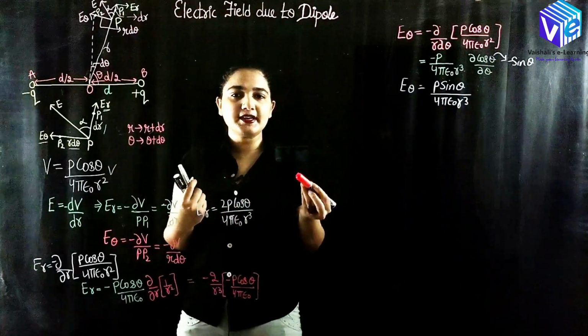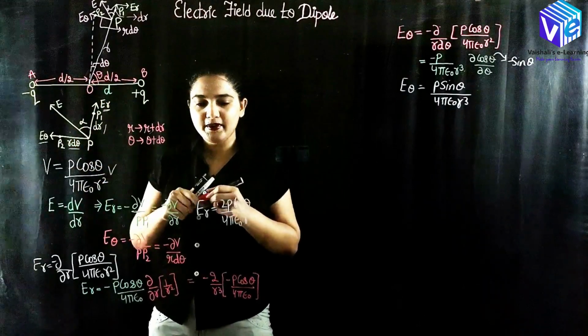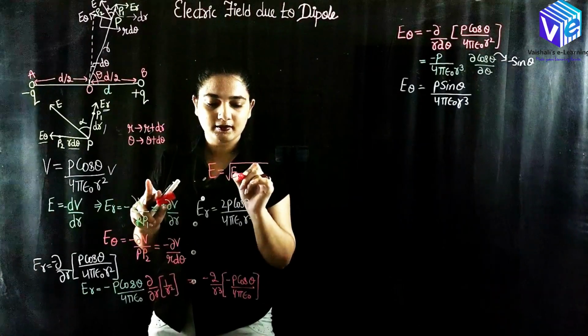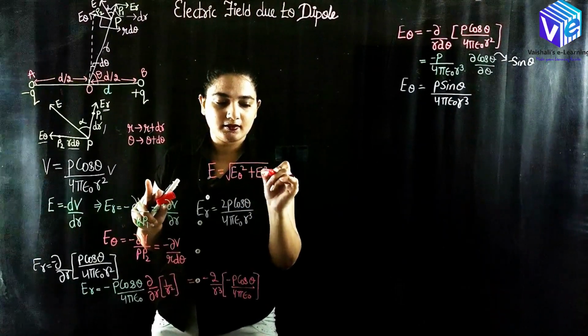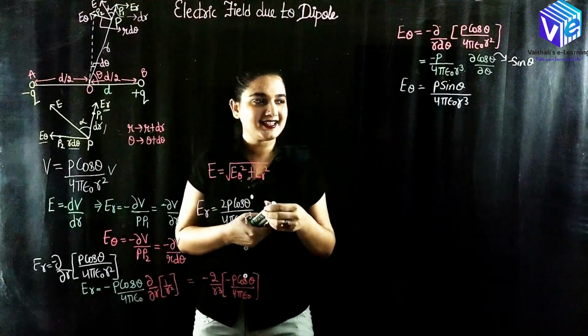Now what we need to find out? We need to find out E. We know ER, we know E theta, so we will be finding out E. So E will be given as under root E theta square plus ER square. So let's find out this.